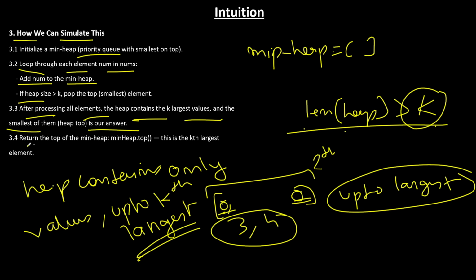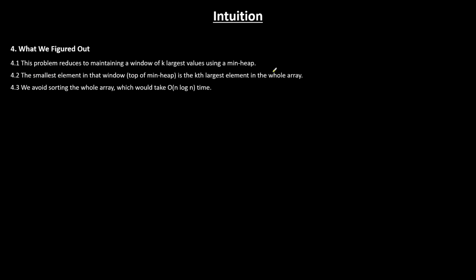Fine. And at the end, we return the top of the min heap. This is the kth largest element, you could say. Fine. You could do either min heap top if it is possible. I have written it here for better understanding. But in actual, since we have taken the array, we will do min heap 0. Okay, because we want the first index value. Now, what did we figure out?